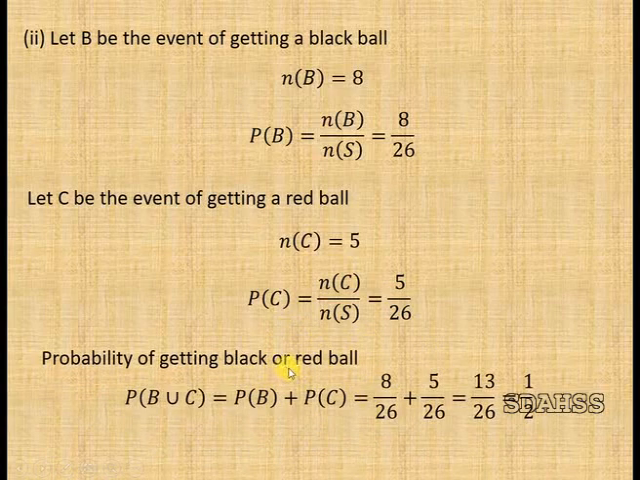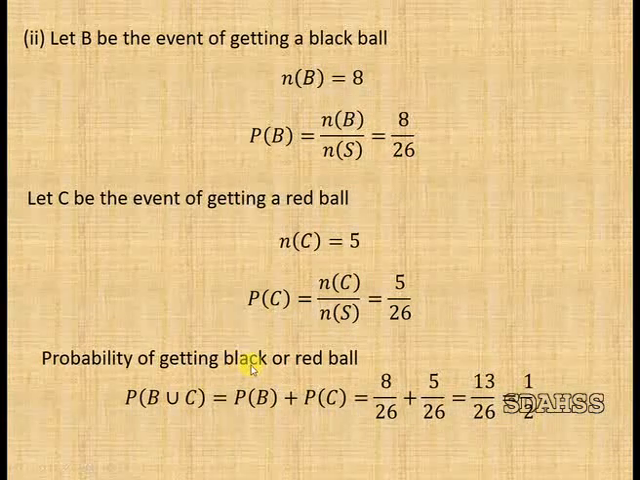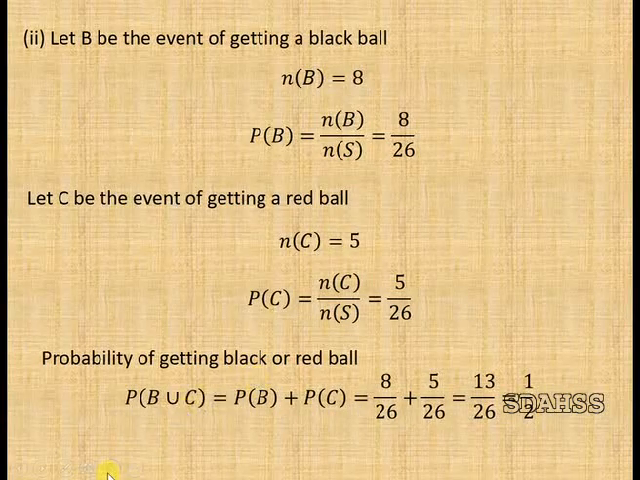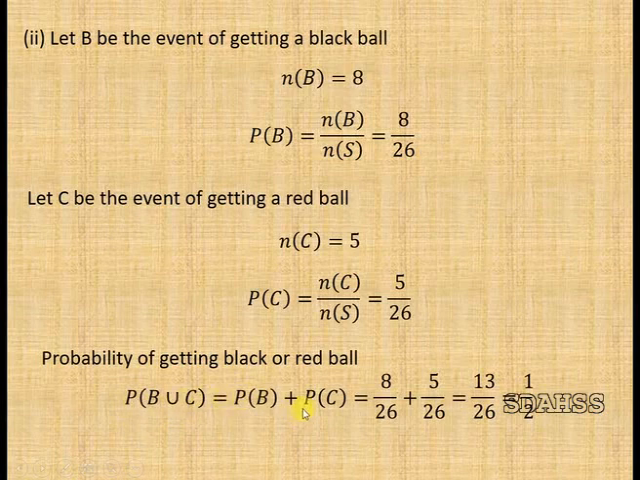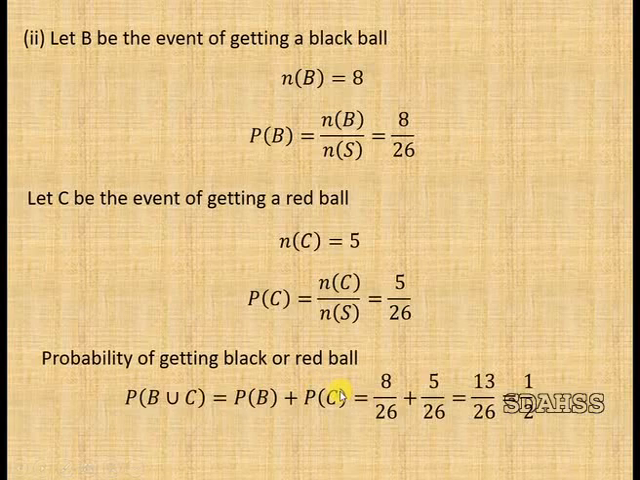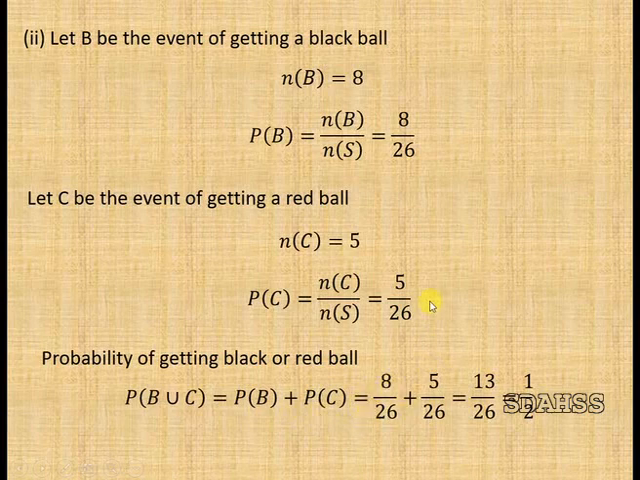Probability of getting black or red ball. We want to find the probability of getting black or red ball. That should be taken as P of B union C. Its formula is P of B plus P of C minus P of B intersection C. Here P of B intersection C is 0. So P of B plus P of C is equal to 8 by 26 plus 5 by 26. Here the denominators are same. So add the numerators. 8 plus 5, 13. 13 by 26. Cancel the numerator and denominator by 13, so you have 1 by 2.